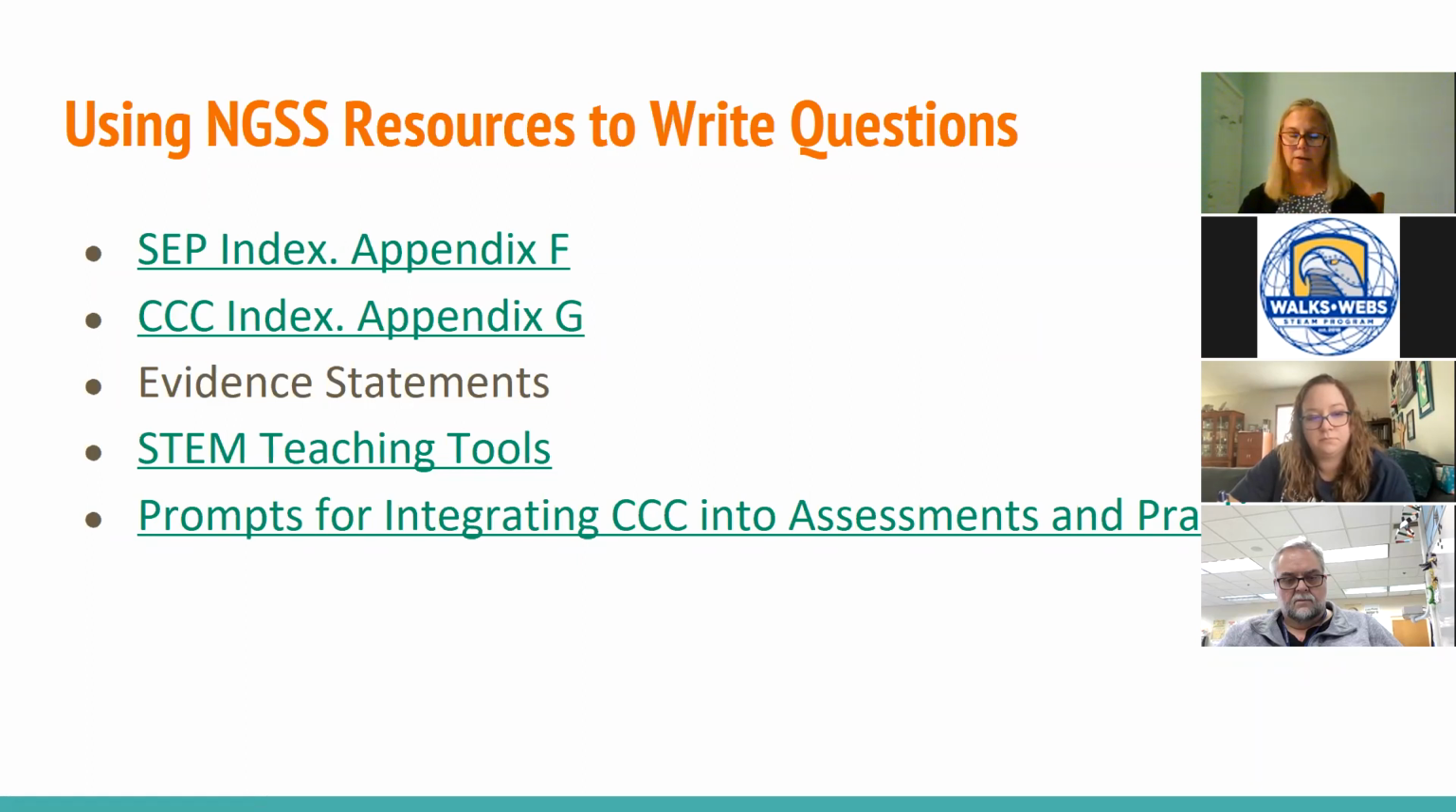And then of course we have the Achieve document, the framework. So anything in there is very helpful too. But please check out STEM Teaching Tools. I think it's stemteachingtools.org. I just want to make sure there. Yep.